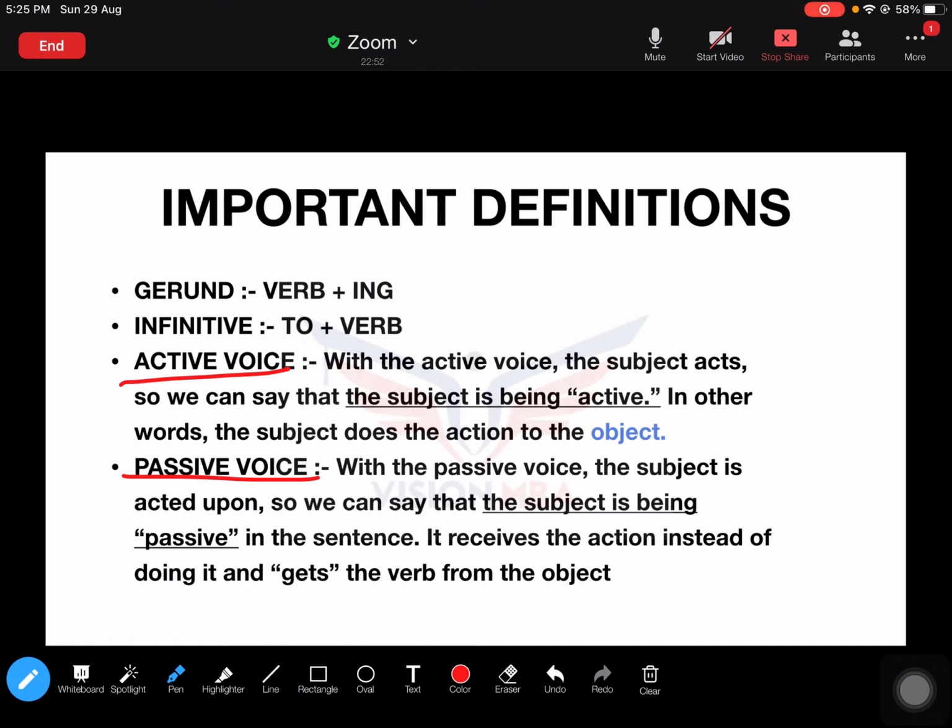Doer of the action. What is the object? Someone who receives the action. I am drinking water. I am doing the action. Now this sentence is active because I is doing the action of drinking water.